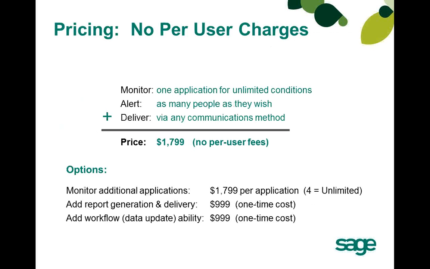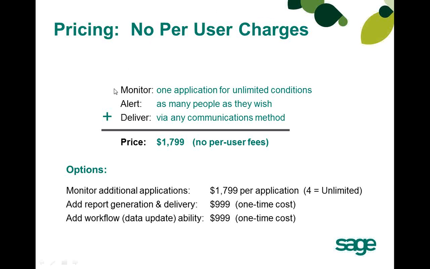Now, we're talking about ROI, and of course, ROI is very much dependent upon what Sage Alerts and Workflow itself, how it's licensed, and how it is priced. So let's talk about that. Alerts and Workflow is not licensed per user. It doesn't matter how many Sage ERP users you have. It doesn't matter how many folks you have within your organization, how many people you want to send alerts to. Instead, Alerts and Workflow is initially licensed according to the number of applications you wish it to monitor.